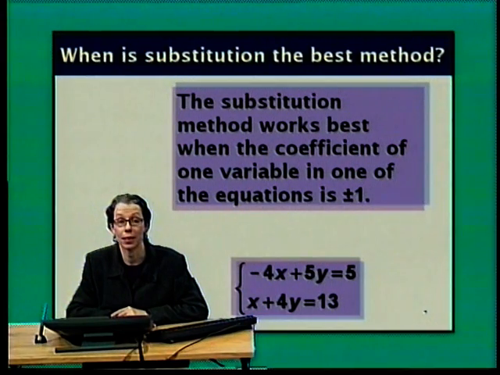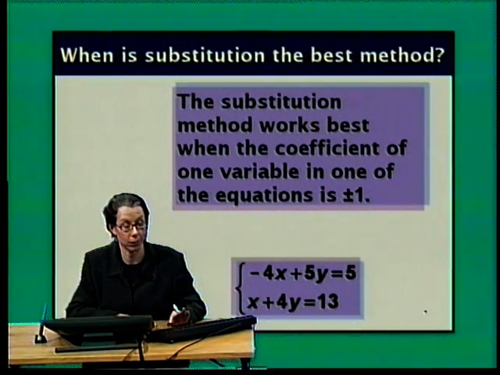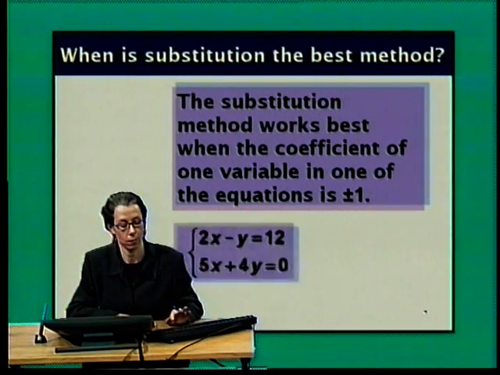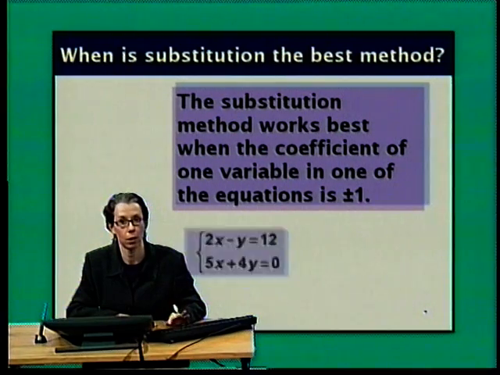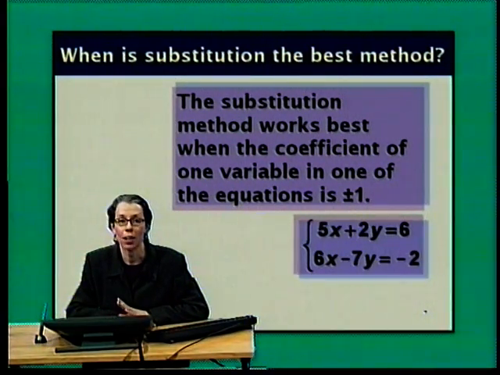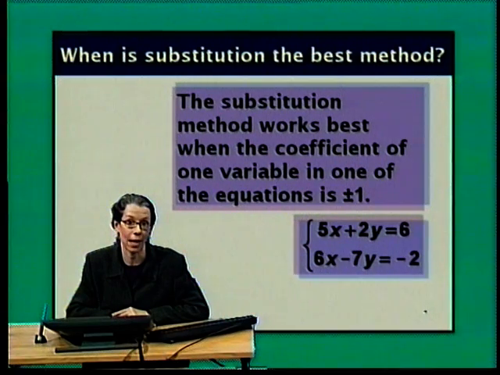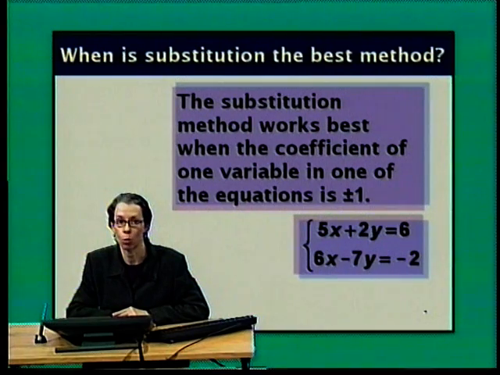In this system, in the second equation, the coefficient of x is 1. I could easily isolate x and solve for x in terms of y, then perform a substitution. In this system, the coefficient of y in the first equation is negative 1. Again, not too much work to solve for y in terms of x. In this last system, I have no coefficients of 1 or negative 1. I'm going to have to work to solve for x in terms of y or y in terms of x. Fortunately, there's another method that might not be quite as much work.